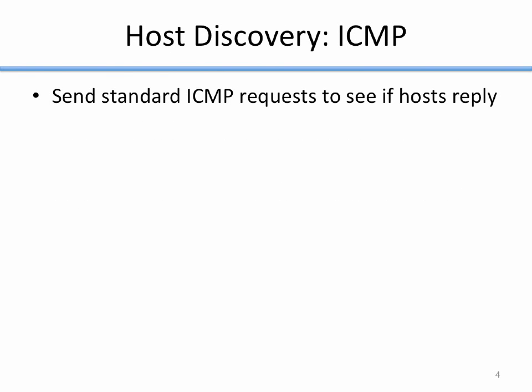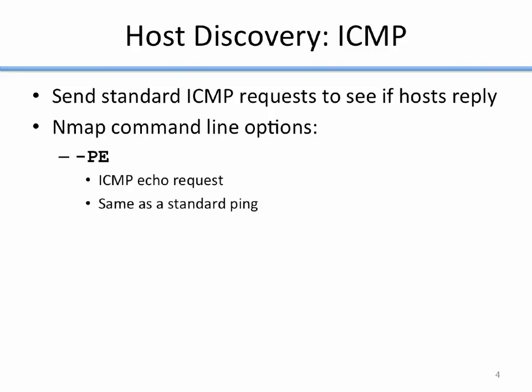So if we're going to do host discovery with ICMP, then we're just going to send some standard ICMP requests and see if the host replies. So the different options for ICMP host discovery. The first is -PE, in which the E is for echo. This would be an ICMP echo request, which is the same as a standard ping. If you use the ping command to ping an IP address, it sends ICMP echo requests and gets back an ICMP echo reply. So you can have Nmap just send standard echo requests.